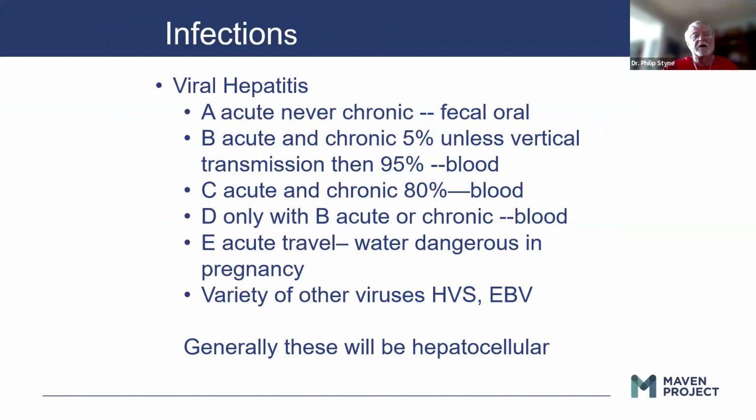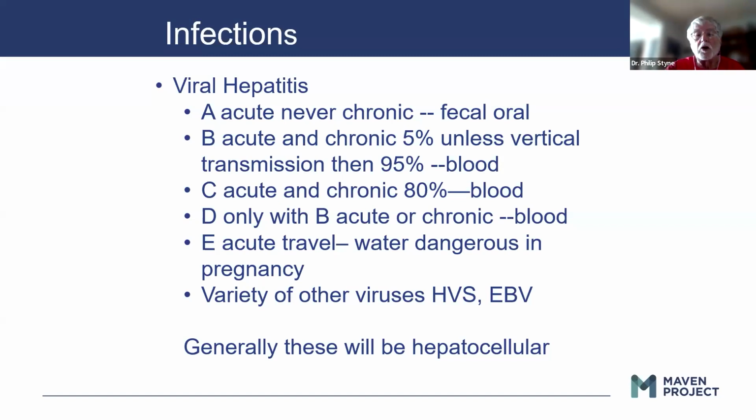So let's talk a little bit about infections. Hepatitis A, acute, virtually never chronic, fecal oral. Hepatitis B can be both acute and chronic. In the adult, only about 5% become chronic. But in vertical transmission, babies' rate of chronic disease approaches 95%. Main reason why all pregnant women need to be checked to see if they have hepatitis B.